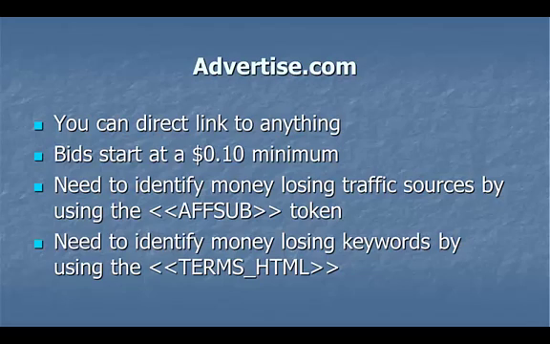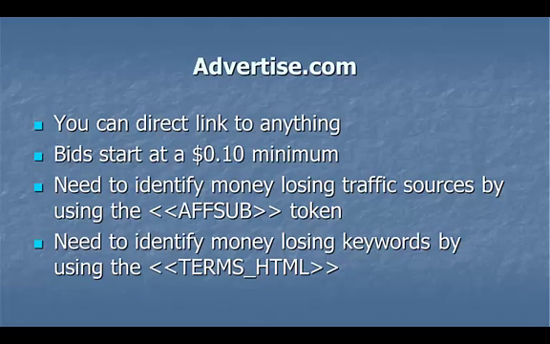Okay. Now, the one thing to understand about Advertise.com, their bids start at a 10 cent minimum. So it is very hard to get email or zip submits profitable, knowing that you have to bid at a minimum of 10 cents. But the one thing to get Advertise.com profitable is, once again, Advertise.com is an aggregation of partner websites, and that's basically the case with all the second tier pay-per-click search engines. You need to identify the money-losing traffic sources by using this particular AF sub token, okay?